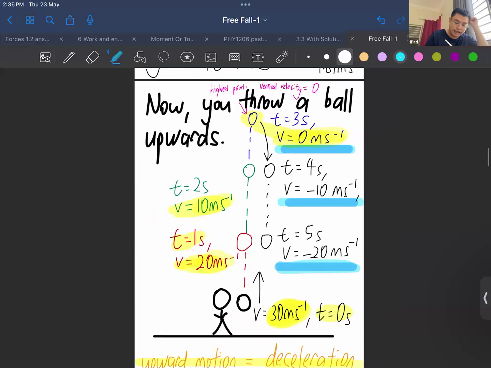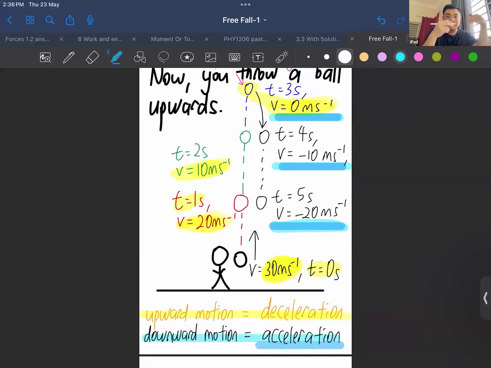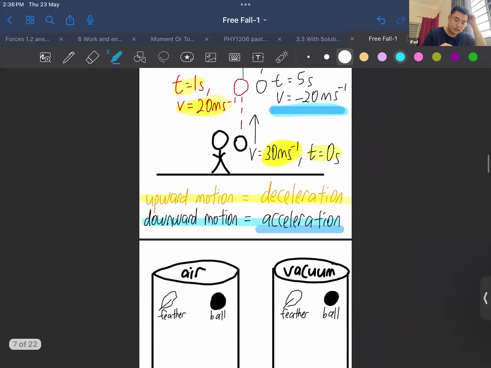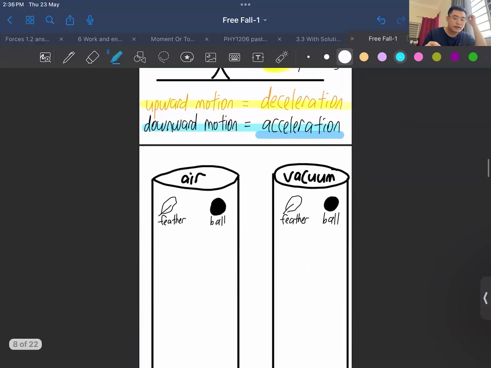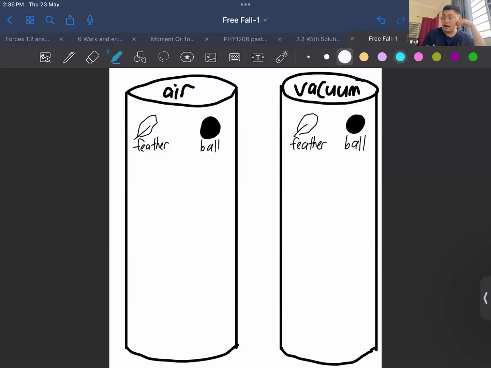Okay, so can I say that downward motion is something where you are getting faster and faster and faster? All right? Understand? Okay, so now, this is a very, very typical experiment in physics.